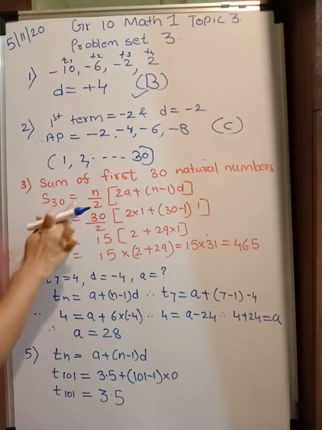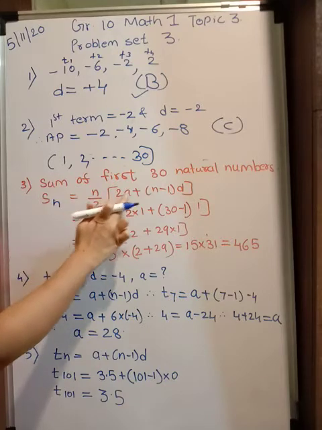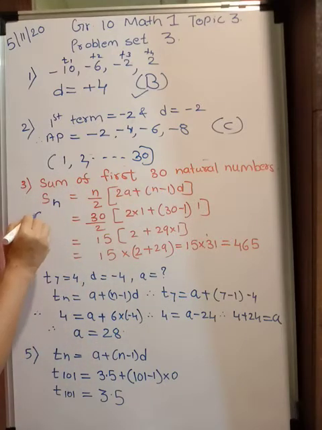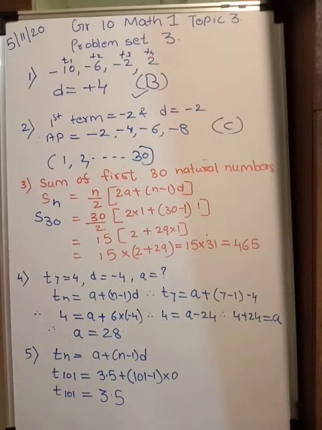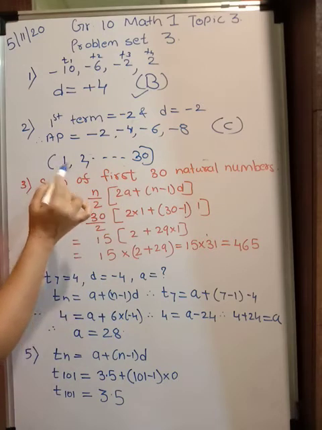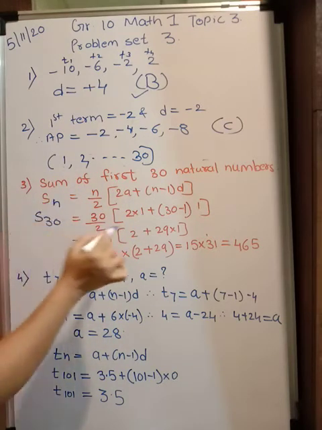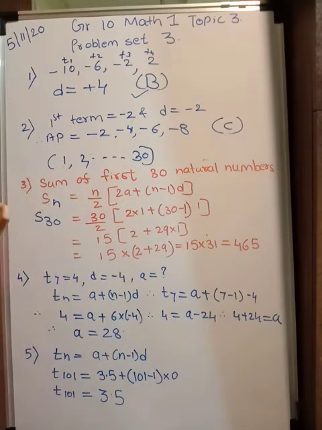So S30 will use n by 2. This is the formula; we'll write Sn first. Sn is equal to n by 2 into (2a plus (n minus 1) into d). Now S30 will be equal to 30 upon 2 into (2 into 1 plus (30 minus 1) into d). Why 1? The first term a is 1 for natural numbers. And n is again 30. What is the difference between each term?